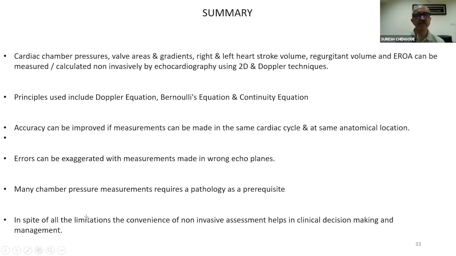But in spite of all these limitations, because of the convenience of non-invasive assessment of hemodynamics, it can help in clinical decision-making and in the management of patients.